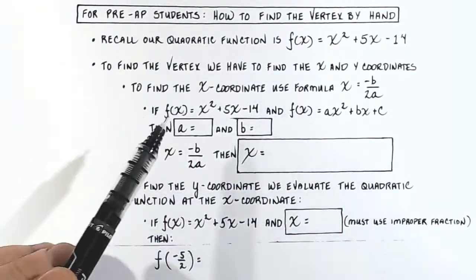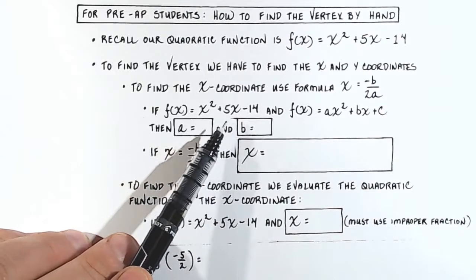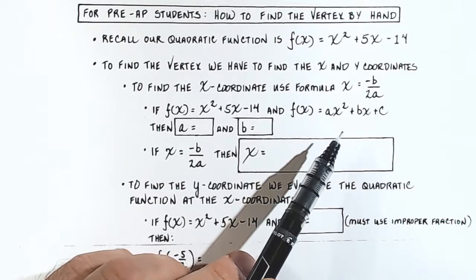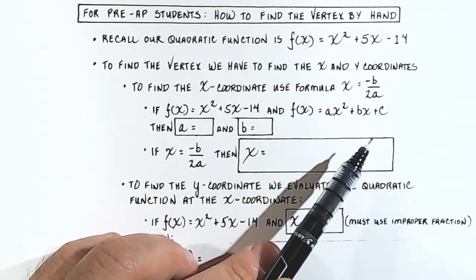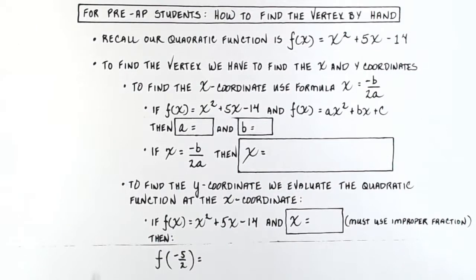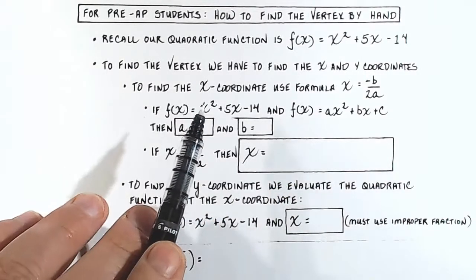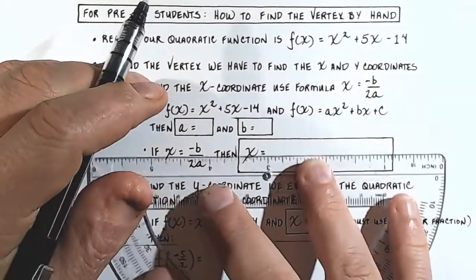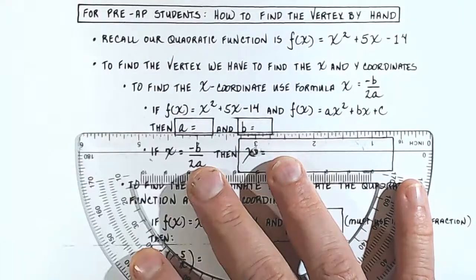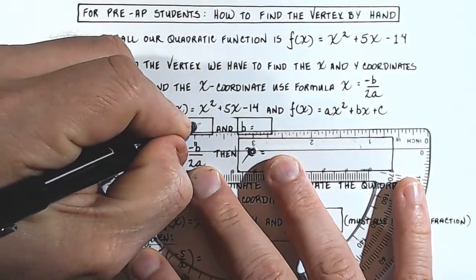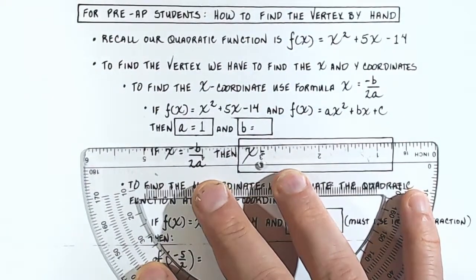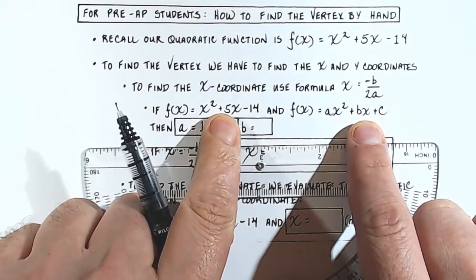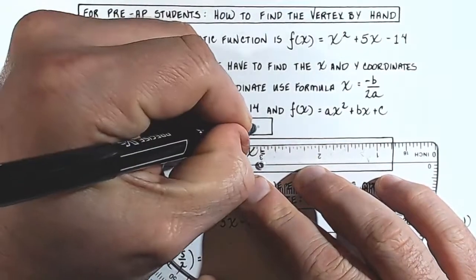So in our example here, we have f of x equals x squared plus 5x minus 14. And the general formula of a quadratic function is ax squared plus bx plus c. So what we do is we match up the letters with their corresponding numbers in our actual function. And we find that the a position value is 1, since there's nothing sitting in front of the x squared, it's just 1. And the b position value right here corresponds to 5. So b is 5.